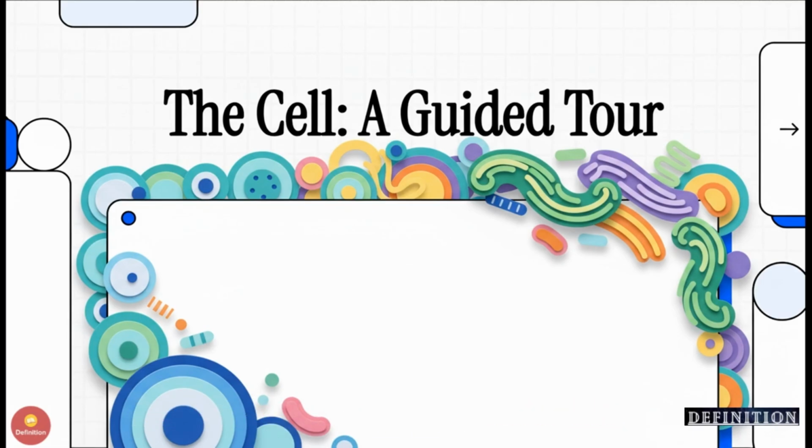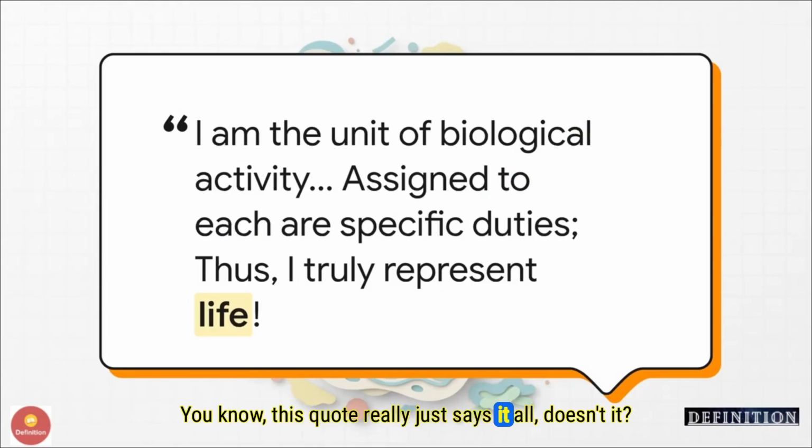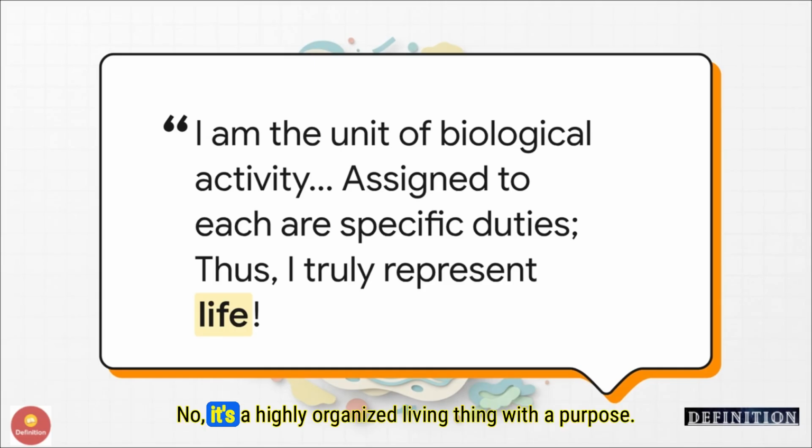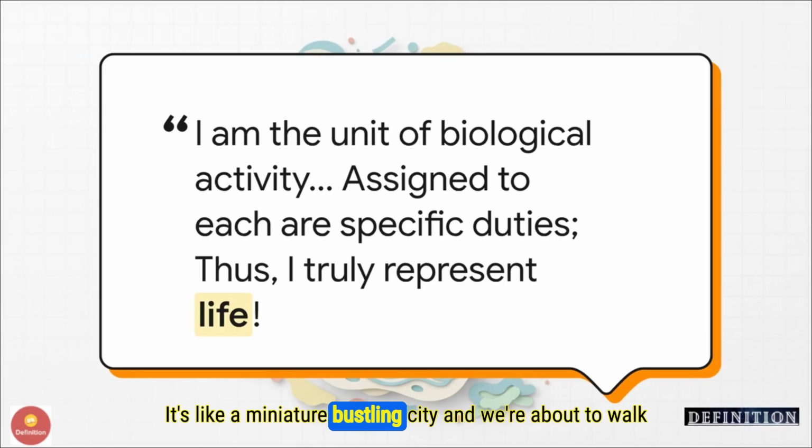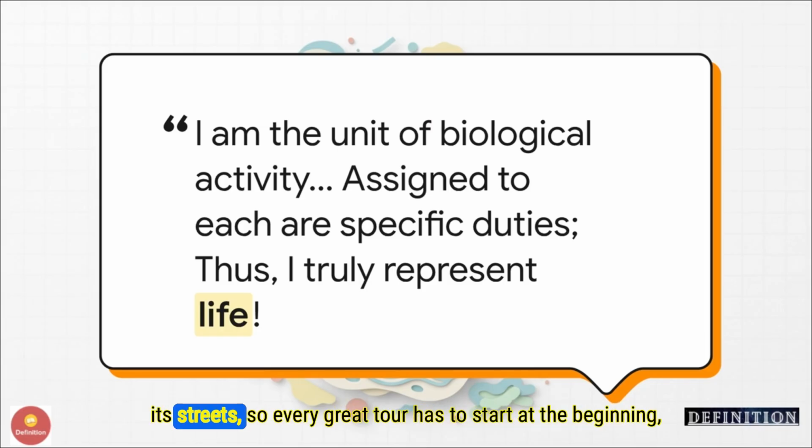Let's get started. This quote really just says it all, doesn't it? A cell isn't just some random blob of chemicals. No, it's a highly organized living thing with a purpose. It's like a miniature, bustling city, and we're about to walk its streets.